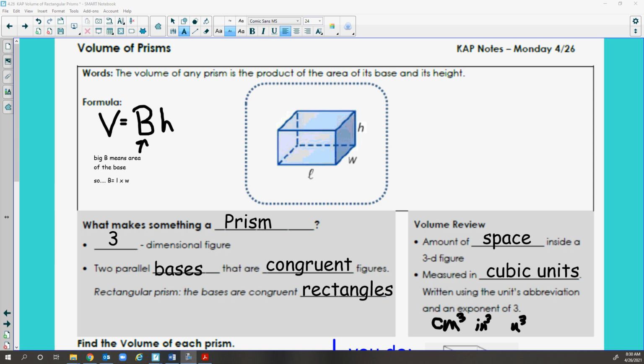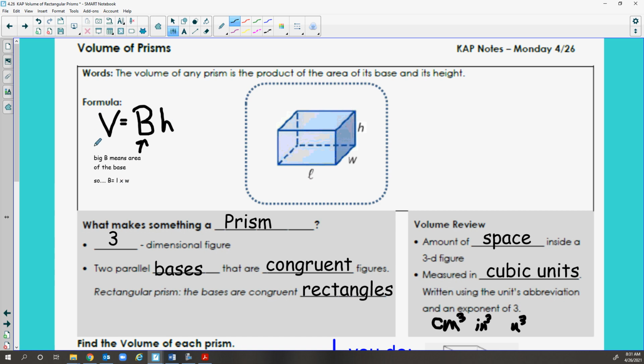The volume of any prism is the product of the area of its base and its height. Essentially, on a 3D figure like this, we find the area of the bottom, and then we multiply it by the height, and it's going to take up the volume, the inside of the entire three-dimensional figure. So we use this formula: volume equals big B, which stands for the area of the base, so length times width, times the height.